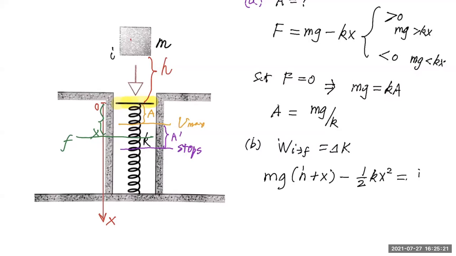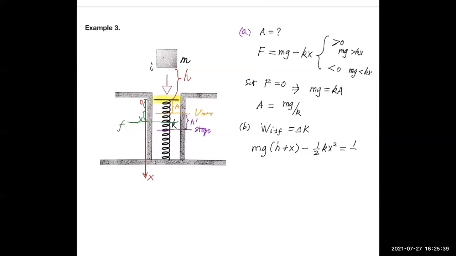Okay, 1/2 mv squared. I'm not writing very well with this pen today. Hold on. That's K final minus K initial, which is 0, because the block starts from rest. So this is the equation that tells me the velocity v of the block at any moment, after it compresses the spring by an amount x.